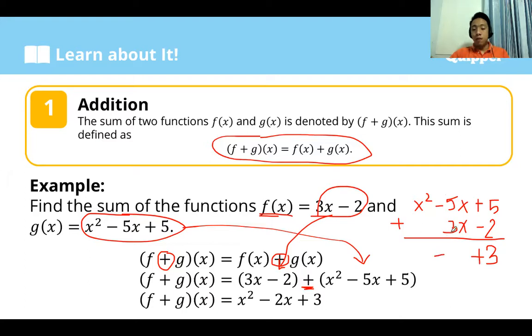So what is 5 minus 3? 2, and then copy x. If we are adding or subtracting, we will not put any exponent here. We will just copy what is written there. So there's an x, so I will just put an x also. And then since x squared has no partner here, I will put x squared down here. Therefore, our final answer is x squared minus 2x plus 3.